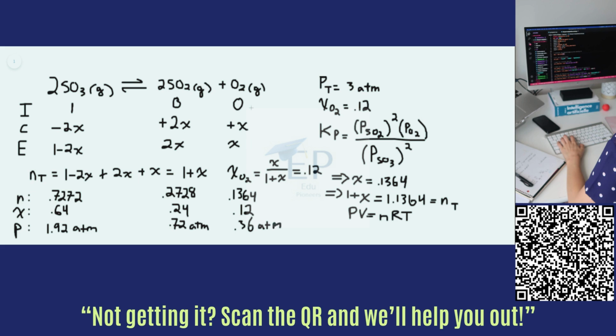Finally, now that I have the partial pressures at equilibrium for each of these gases, I can plug these values into this equation I wrote out earlier. If I did that, I would find that the equilibrium constant with respect to pressure is about 5.1 times 10 to the negative second.